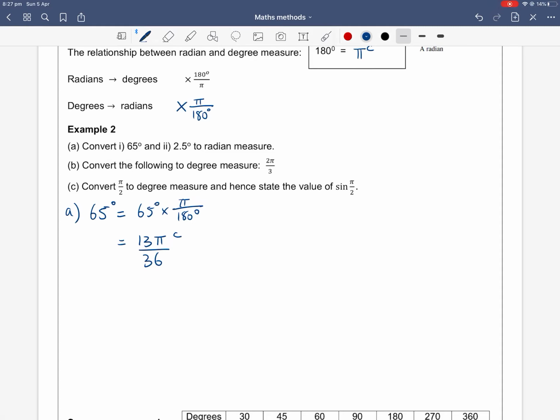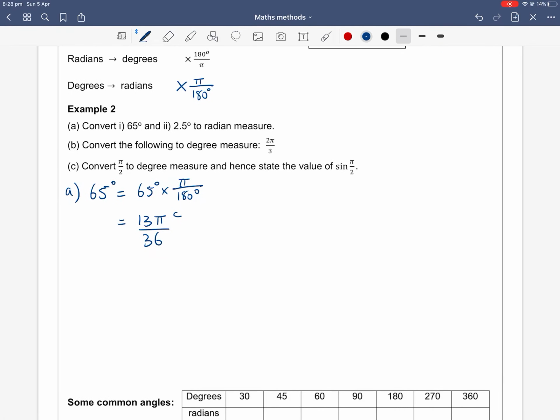If you want to put the radian symbol, go ahead. You don't have to if you don't want to. Everything's assumed radians unless you put a degree symbol on it. I'm not going to do 2.5 degrees. It's literally the same thing. 2.5 times pi on 180, whatever that comes to.